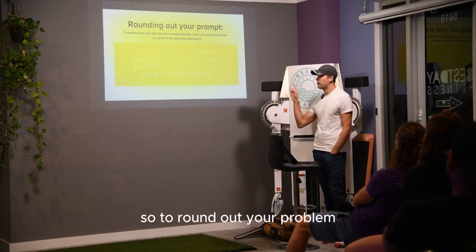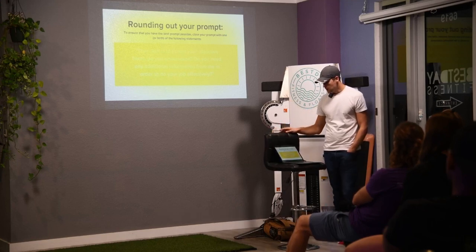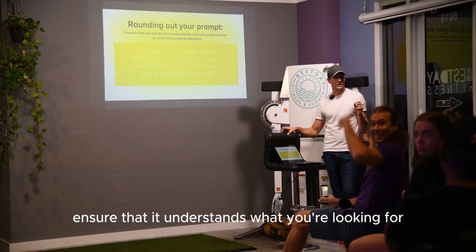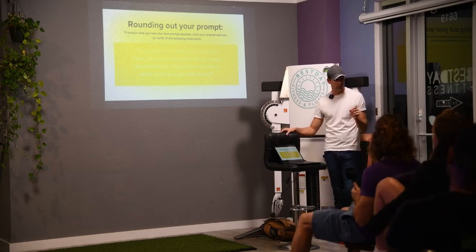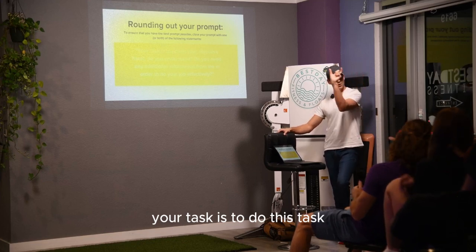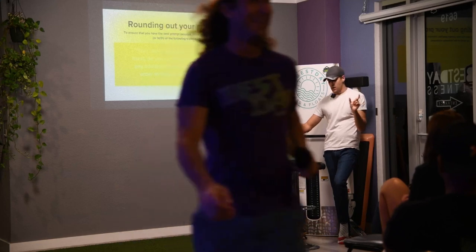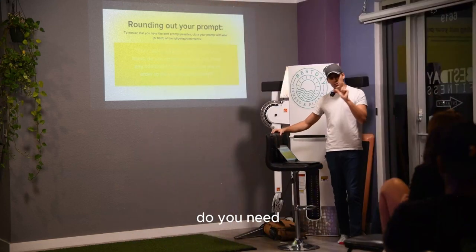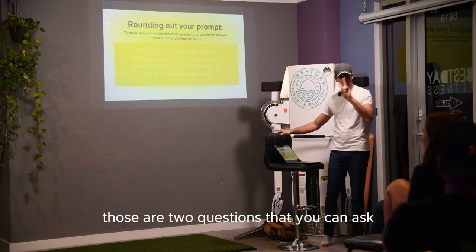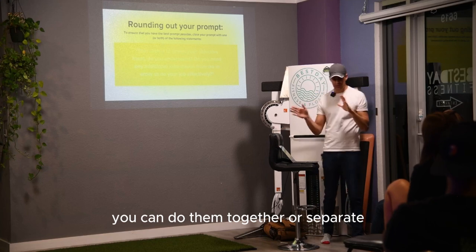So to round out your prompt, this is like the super great question. To end it, ask ChatGPT to ensure that it understands what you're looking for. There are 2 questions that you can ask. Your task is to do this task. Do you understand what I'm asking to do? The second one is, do you need any additional information from me to do your job? You can do them together or separate.